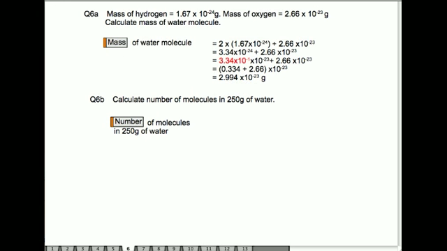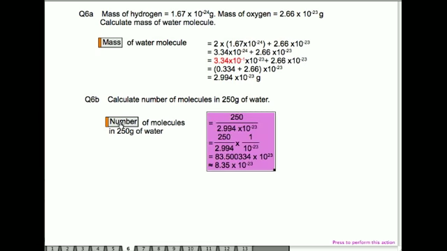In the second part, we need to find the number of molecules. To find the number of molecules in 250 grams of water, what we simply do is to take 250, the weight of the water, divided by the weight of 1 molecule of water. This will give us the total number of molecules.